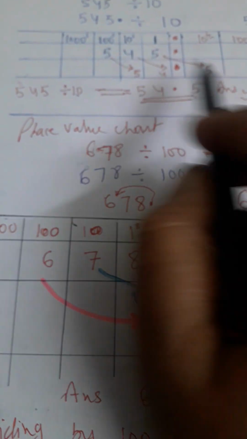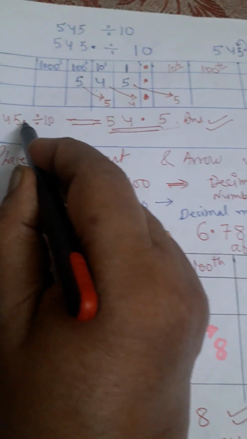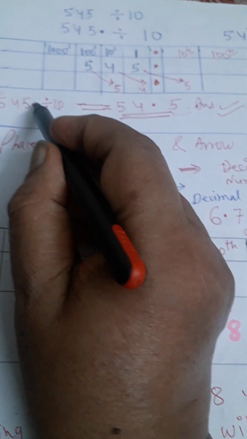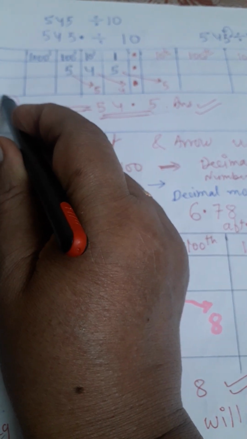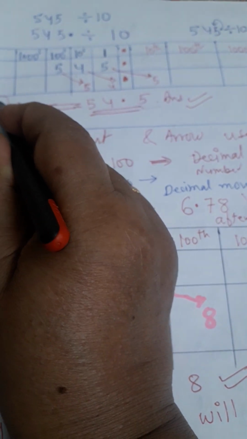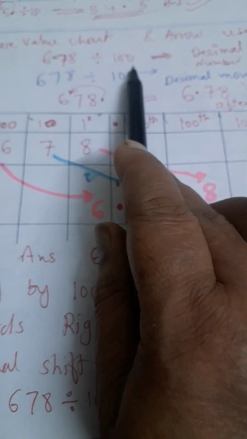So easy, right? So what does this mean? Suppose there will be a decimal. Earlier it was not a decimal. I am putting the decimal here. Now suppose this is the decimal. This decimal is coming here in between 54 and 5. Better you will know from here. Okay, 54.5. Clear? Now place value chart and arrow use for the division of 678 divided by 100.